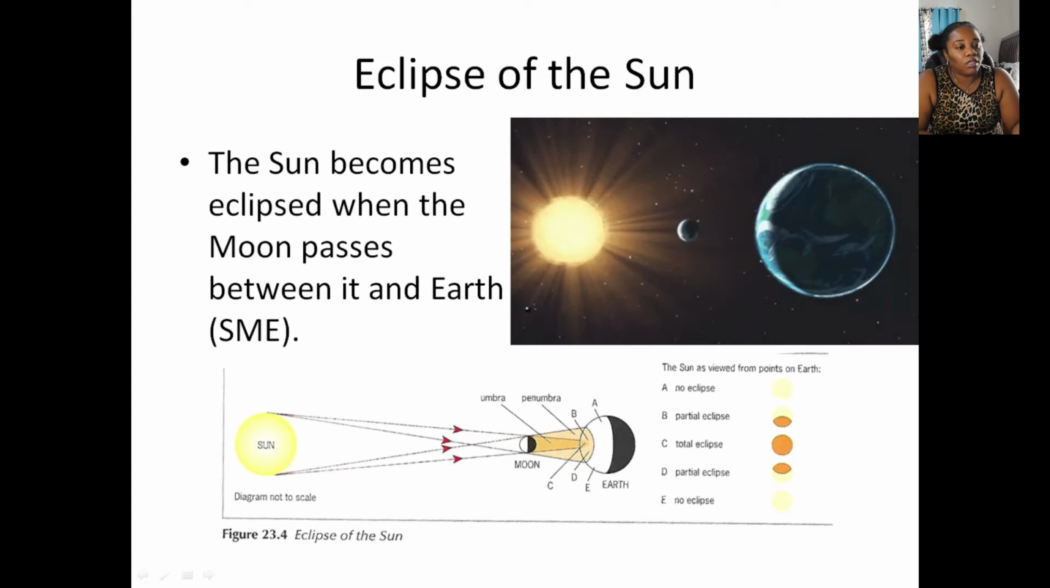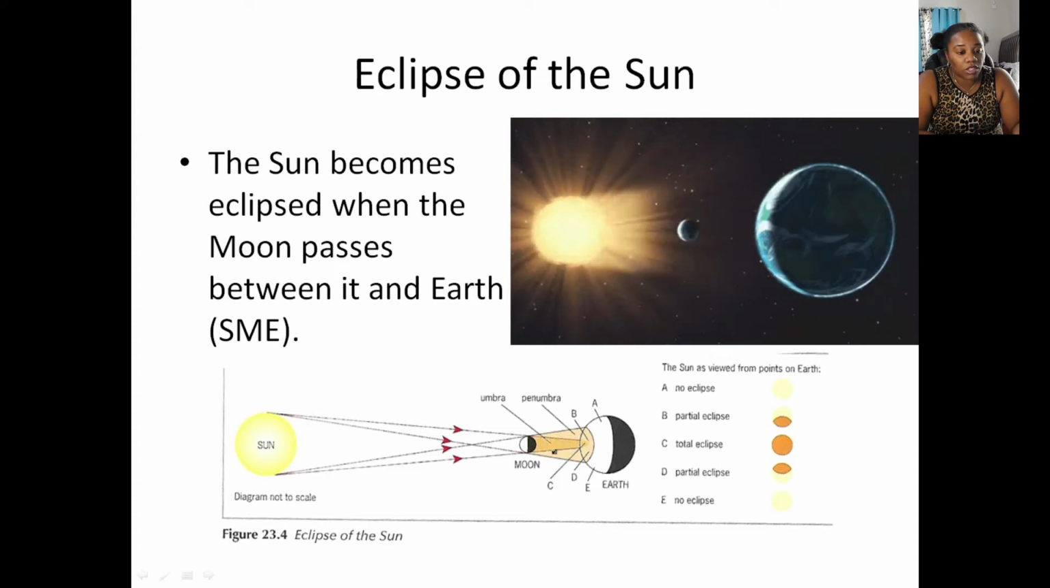The sun becomes eclipsed when the moon passes between it and the earth. So in this case, when the moon is now between the earth and the sun, you have a solar eclipse, right? And so here we have an example of a solar eclipse where you have two shadows. The sun is an extended source of light, right? And you have two shadows.